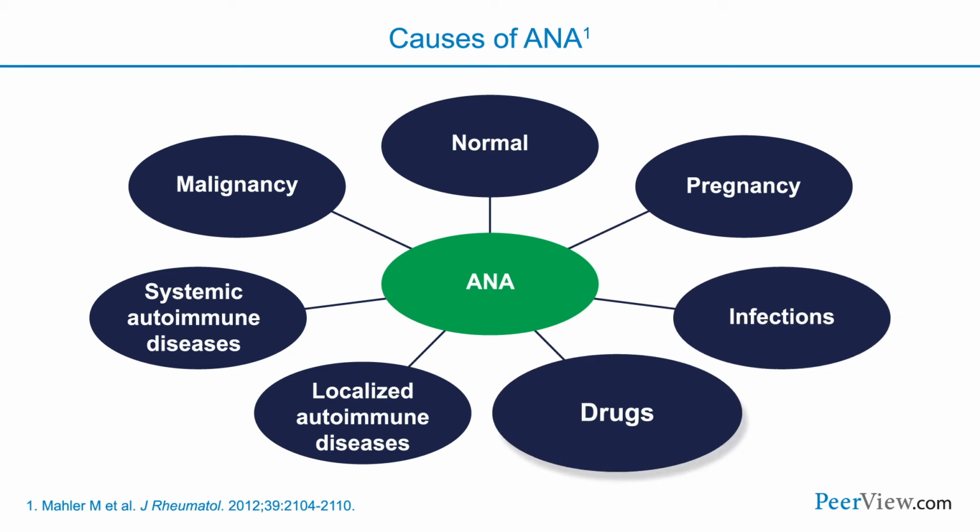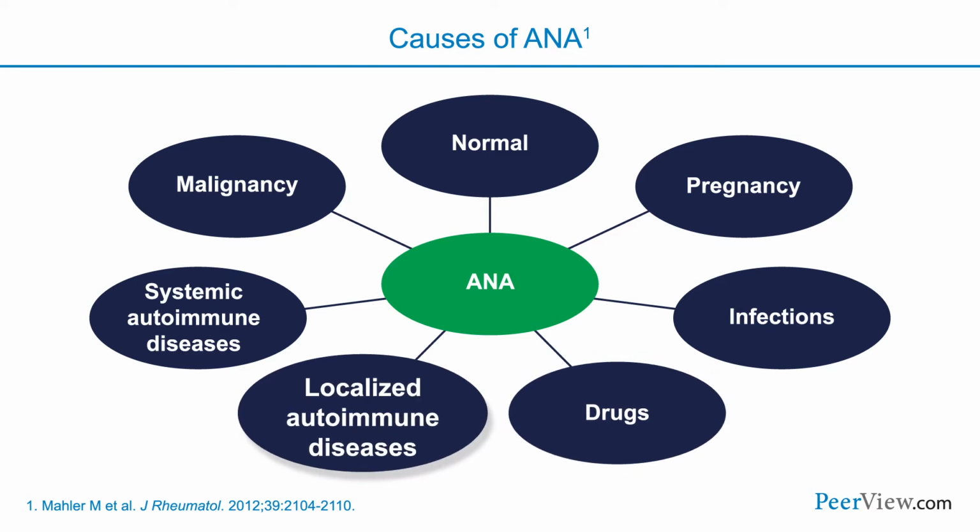And I know you know about drug-induced lupus, and you've heard that the most common causes of drug-induced lupus are things like procainamide, isoniazid, and hydralazine. But many very common drugs will cause a positive ANA without ever causing a drug-induced lupus, and that can include things like statins, for example.